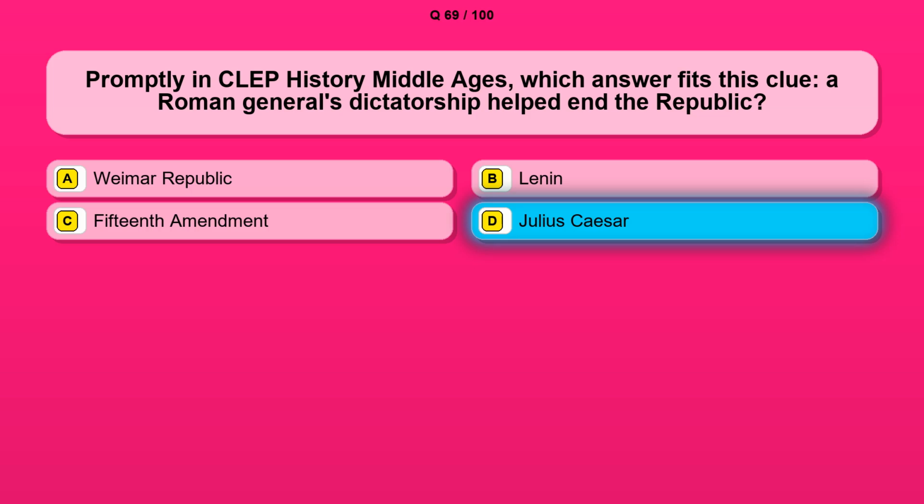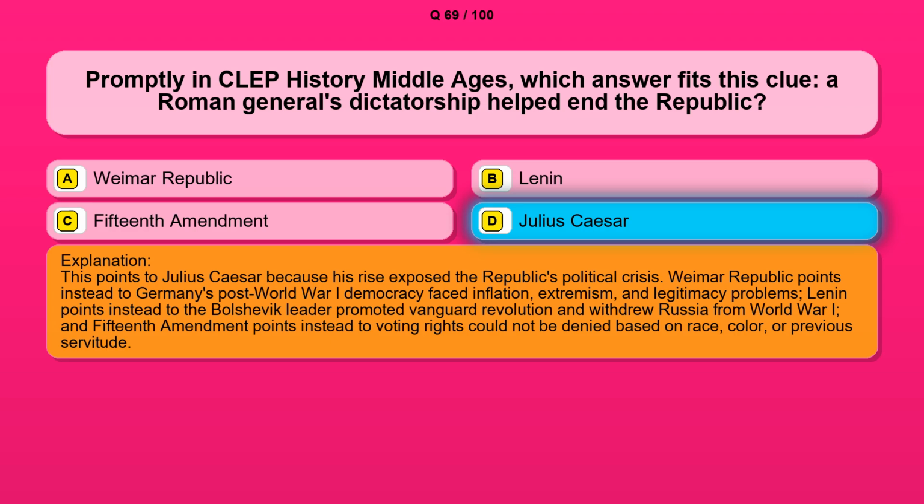The correct answer is option D, Julius Caesar. This points to Julius Caesar because his rise exposed the Republic's political crisis. Weimar Republic points instead to Germany's post-World War I democracy faced inflation, extremism, and legitimacy problems. Lenin points instead to the Bolshevik leader promoted vanguard revolution and withdrew Russia from World War I, and 15th Amendment points instead to voting rights could not be denied based on race, color, or previous servitude.